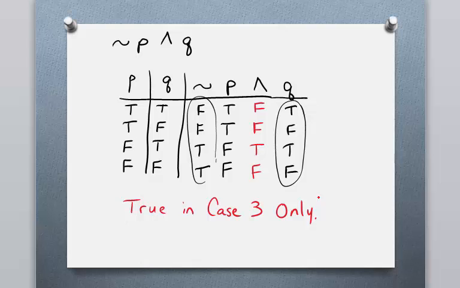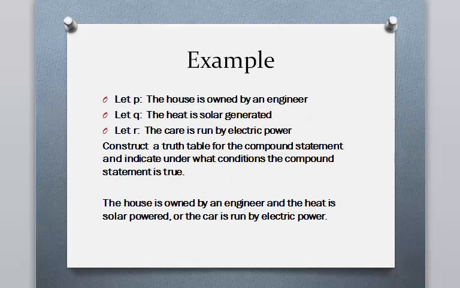Let's look at one final example. Let P be that the house is owned by an engineer. Let Q be that the heat is solar generated. And let R be that the car is run by electric power. Construct a truth table for the compound statement and indicate under what conditions the compound statement is true.